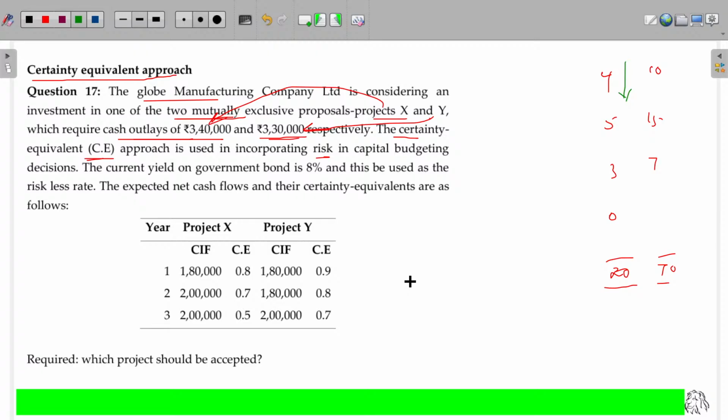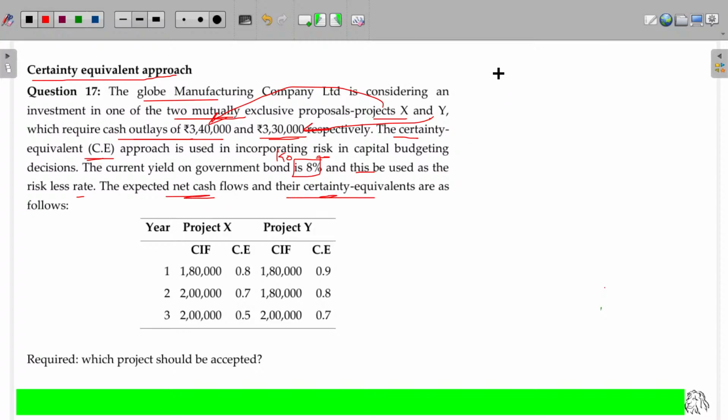That's what the expectation is about. Worst scenario and best scenario. What is the most favorable or uniform scenario? That is what the expectation is about. So you will just adjust that using the certainty equivalent approach, right? Rest of the things are the same. And the current yield on government bond is 8%. What does it mean? This may be considered as cost of overall capital, and this is used as a riskless rate. Right. The expected net cash flows and their certainty equivalents are there.